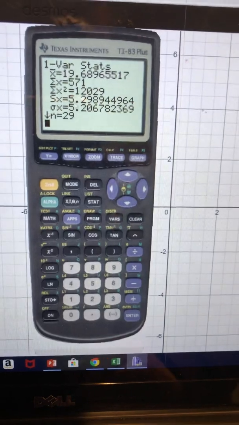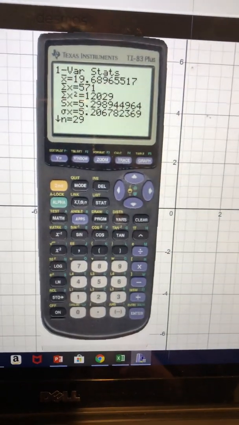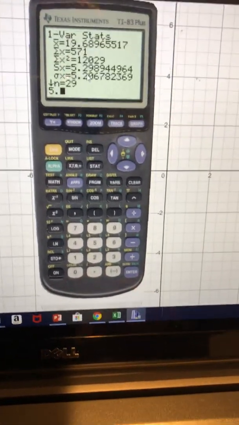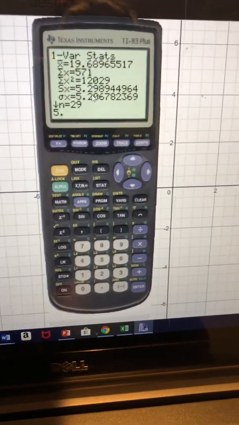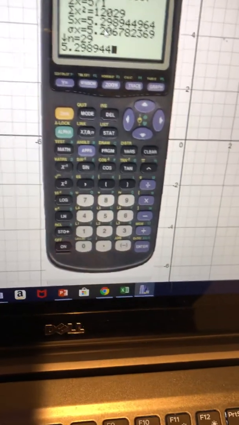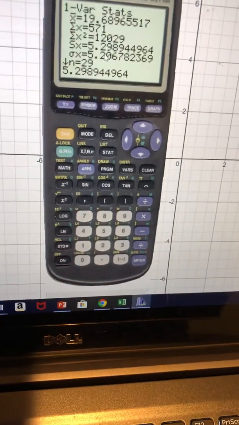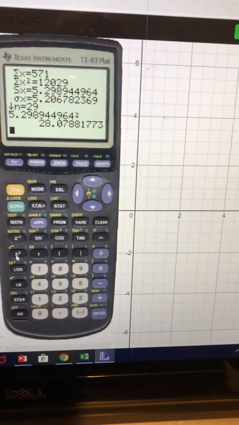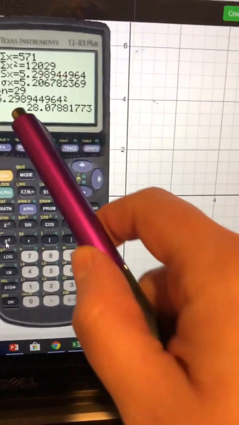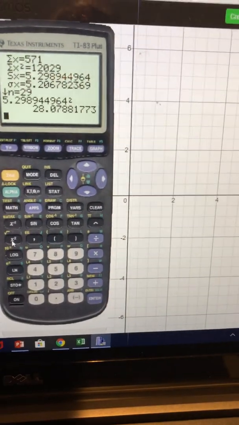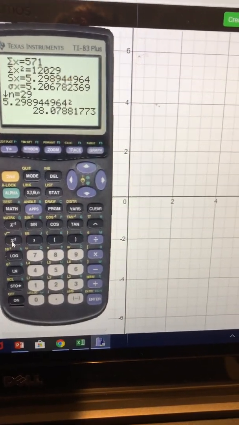And instead of doing 5.3 squared, that gives you a bit of an error. So I just type out this number. You can, if you know where it is, go find Sx and hit Sx and then do squared, but I can never find it. I looked for it a few minutes ago, still couldn't find it, so that's why I just type it out. This gives you less of a rounding error. Make sure I typed that in right, 5.298944964, okay, yeah, squared, so 28.08.